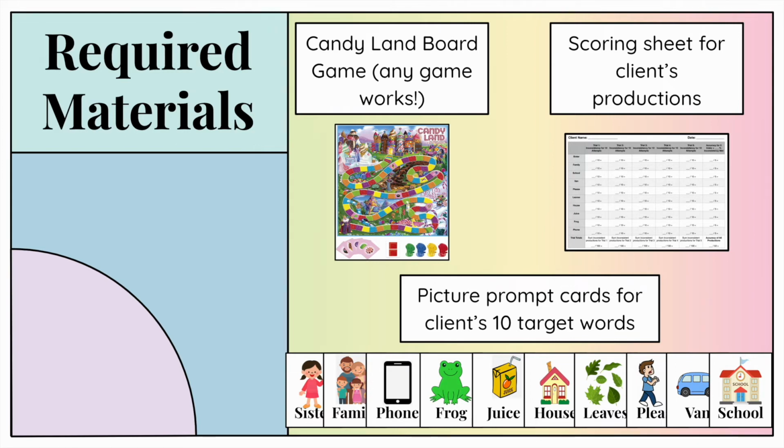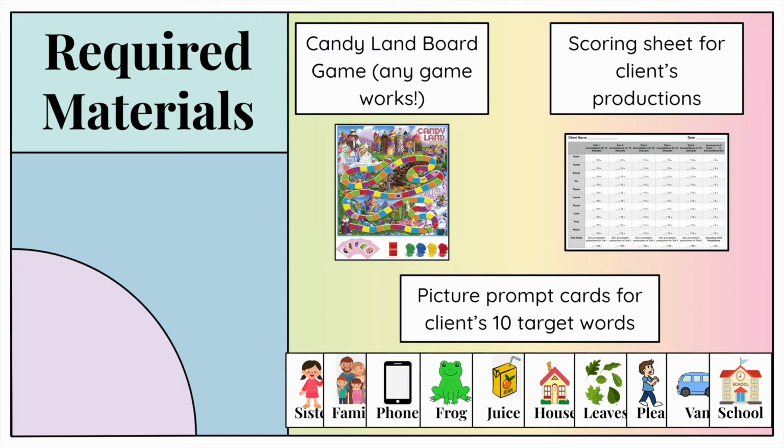In addition to the board game or whatever activity you choose, you will also need a scoring sheet to mark down the client's consistent versus inconsistent productions. And you can see this sheet here as well. It's really small, but you'll see it bigger in a couple slides. And lastly, you also will want to have your picture prompt cards for the client's 10 target words for that week. And you can see the picture prompt cards are on the bottom.